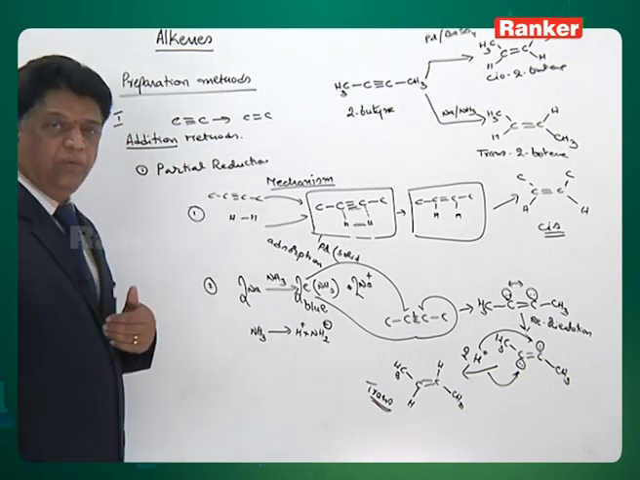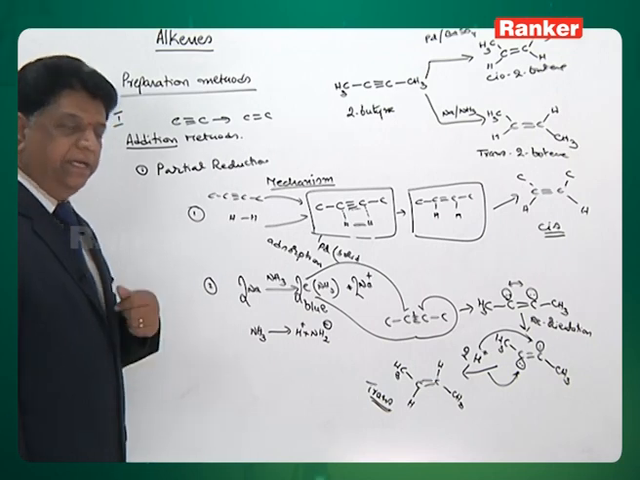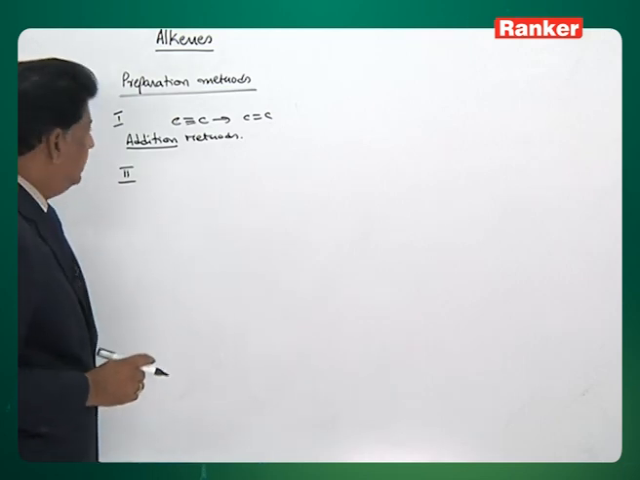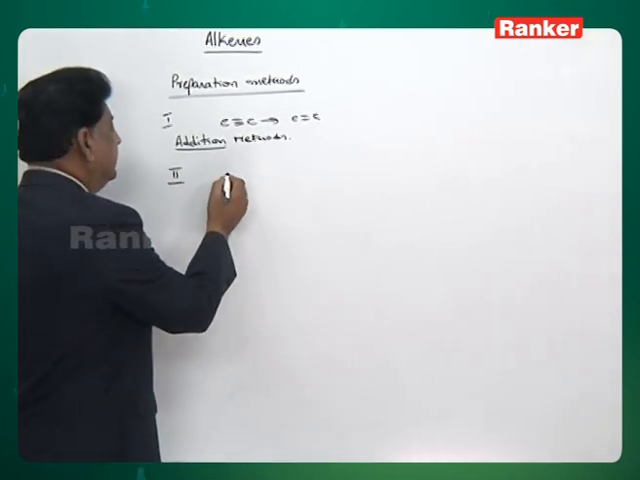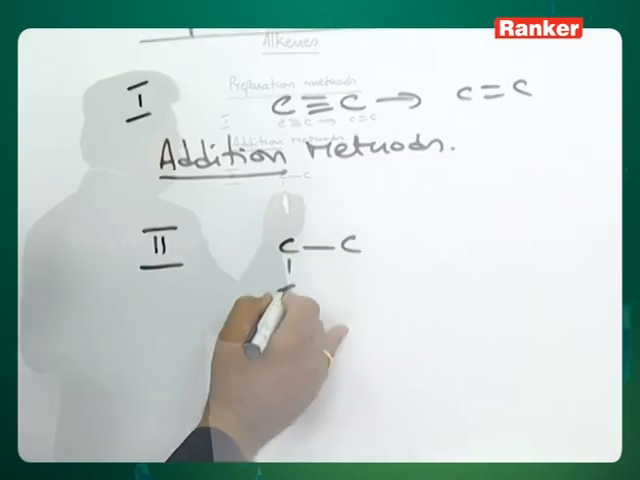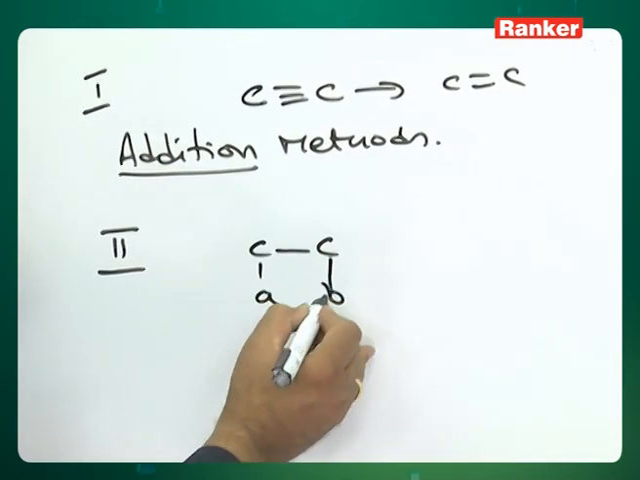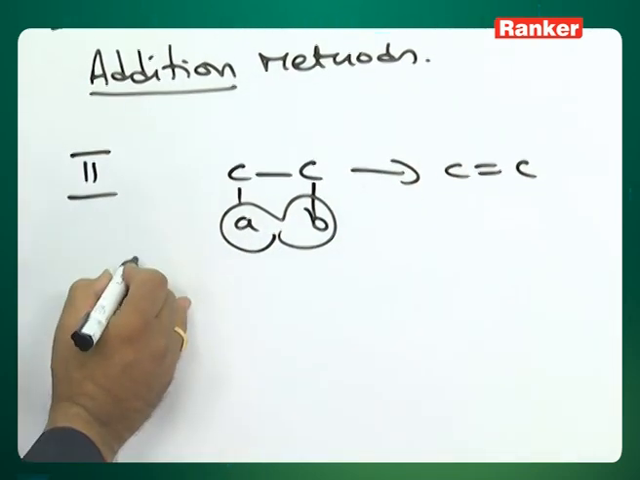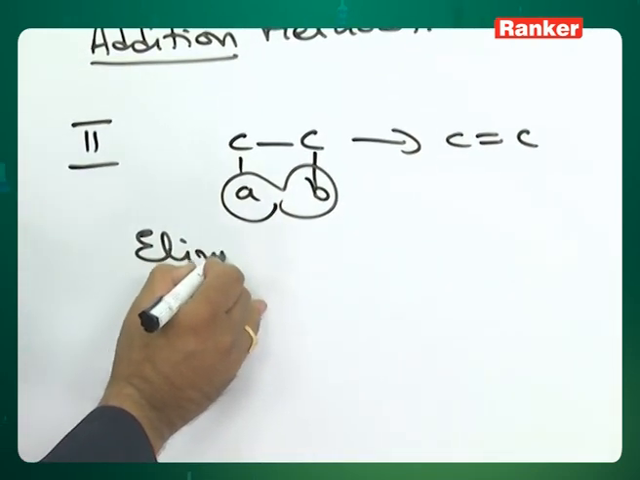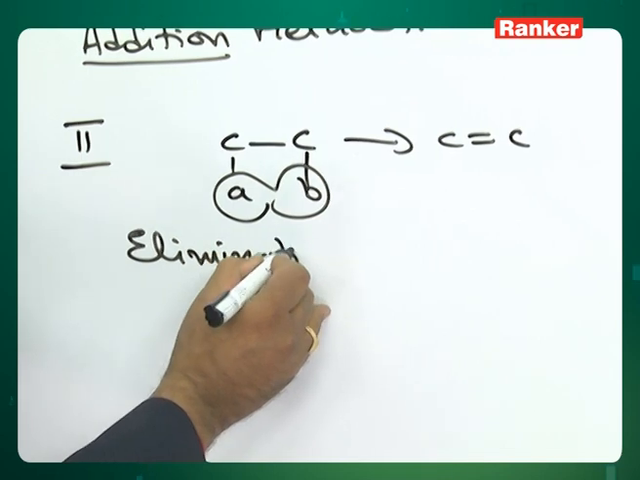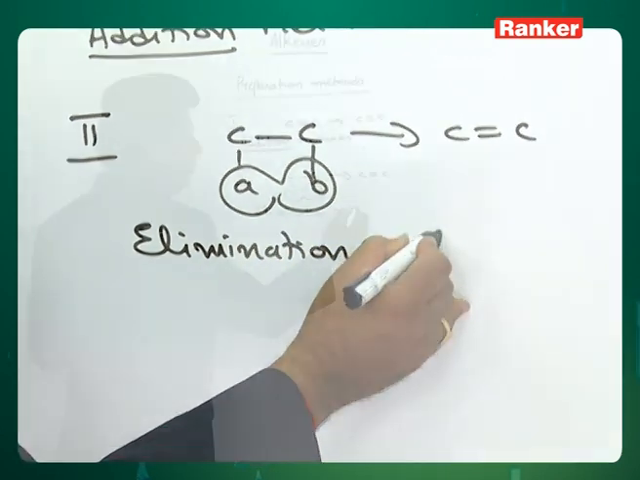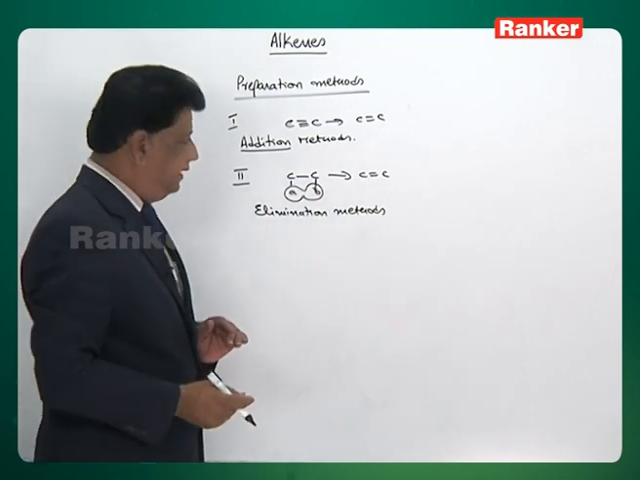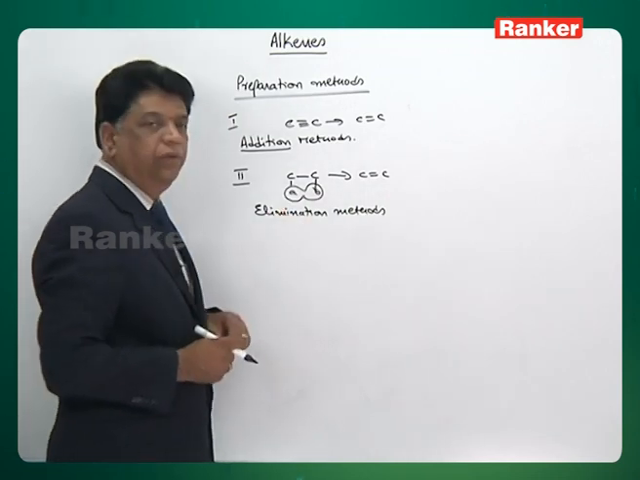So, then let us go for the second method, that is the elimination method, that is taking a single bond and dropping the A and B groups selectively to prepare a double bond. These methods are called elimination methods. In these methods, the methods are again subdivided based on what AB you are removing.